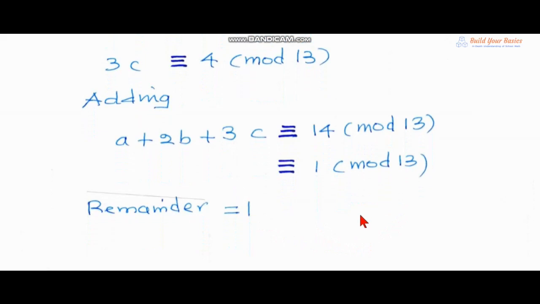A similar sum has been done in exercise 2.1, fourth sum. There we have done the problem using Euclid's division lemma. This problem also can be done in that way. So this ends the discussion for this problem.